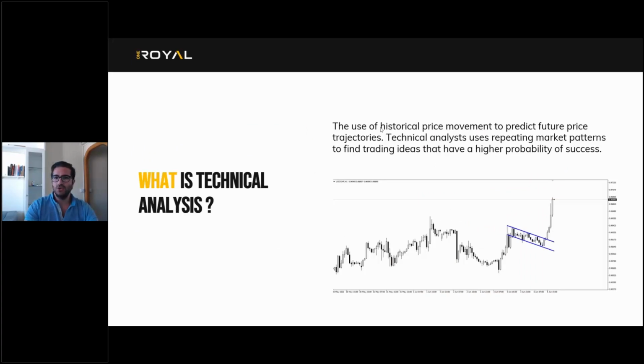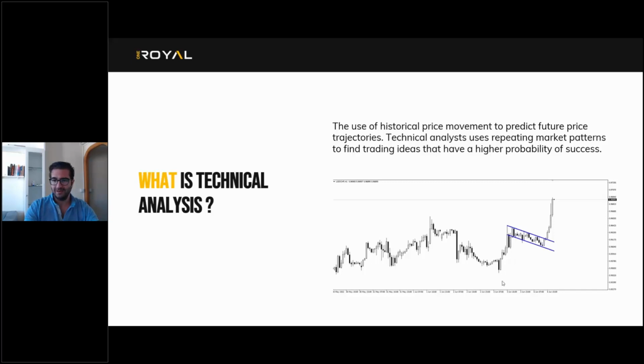So what is technical analysis? Technical analysis is the use of historical price movement to predict future price trajectory. How will you use it? You will search for repetitive patterns that show a certain movement of a price, and then you will wait for them in the current period to apply them, to know how most probably the market will move.